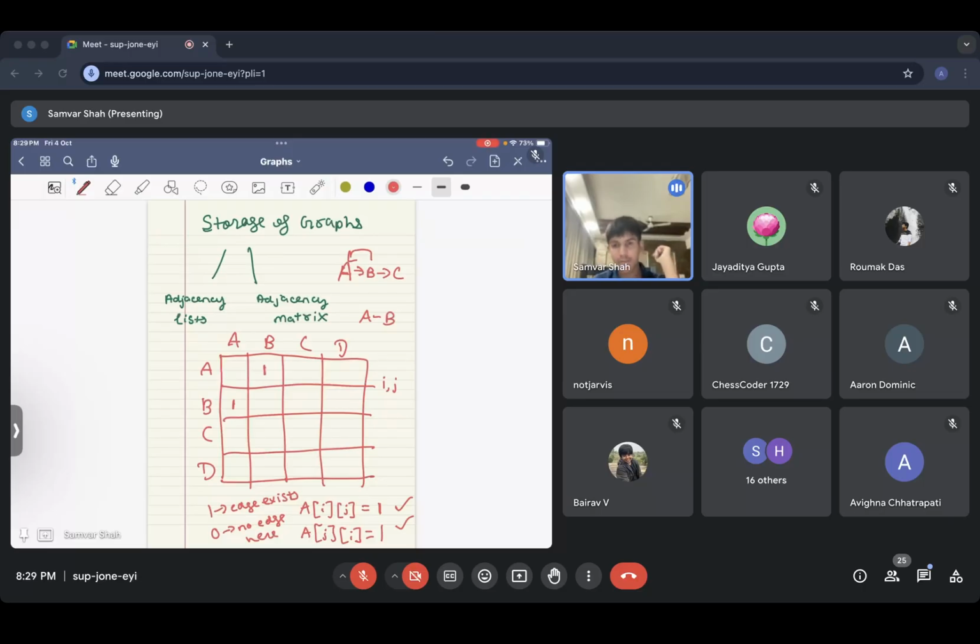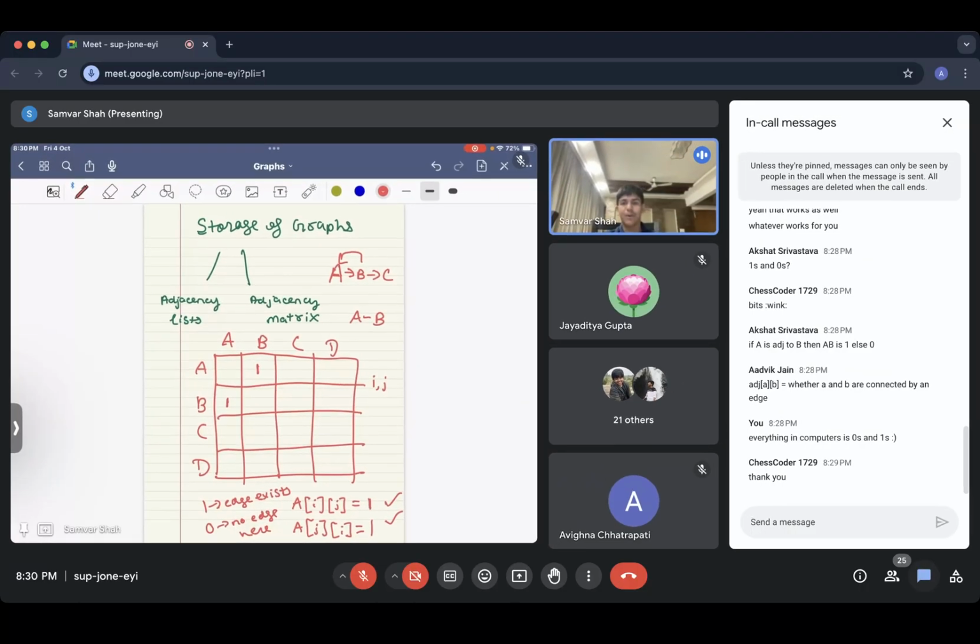Now, I have a question here. This question might sound vague. Which do you think is quote unquote better, adjacency list or adjacency matrix? This might sound like a vague question, so I'm interested in what people think. What do you think is better, adjacency list or adjacency matrix?